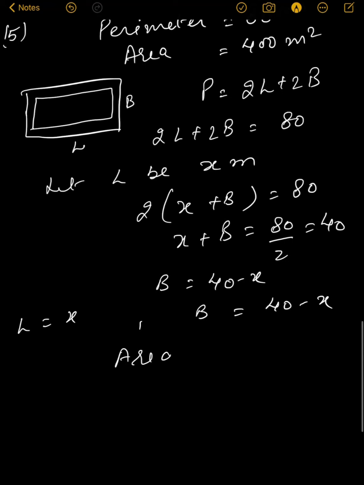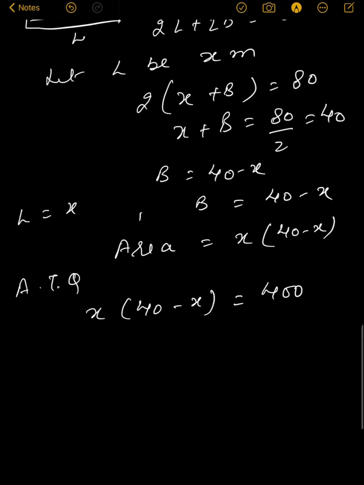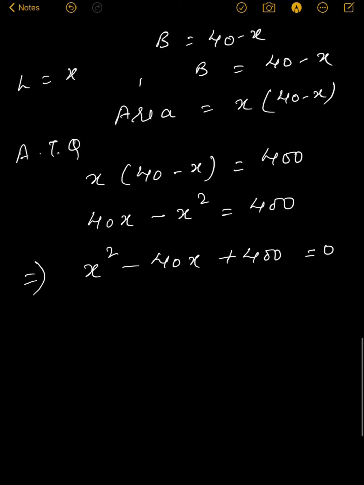Now what is the area? Area is length into breadth. So x into 40 minus x, this is the area. According to the question, what is the area given to you? Area is 400. Open this equation, you will get 40x minus x square is equal to 400. Take everything to one side, you will get x square minus 40x plus 400 equals 0.